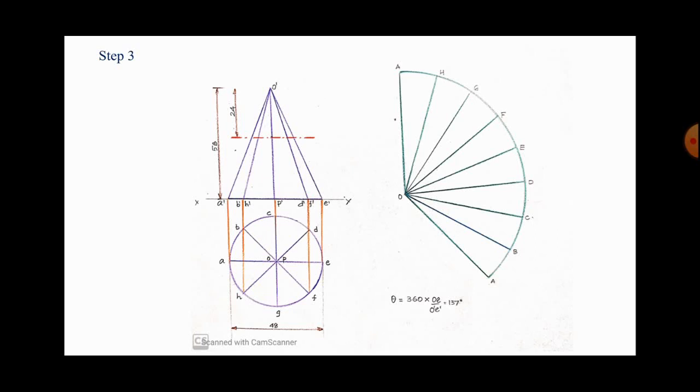How to pass the cutting plane? Two cutting planes are there. So I am taking the first cutting plane, which is a horizontal plane at a distance of 24 mm from the apex. So you can see you measure a distance of 24 mm from the apex O dash and pass the cutting plane as shown in the figure.